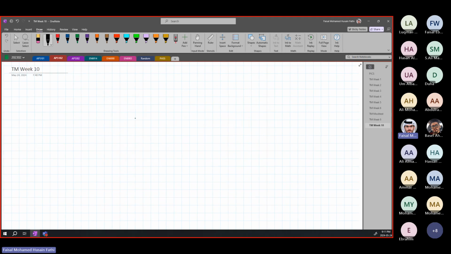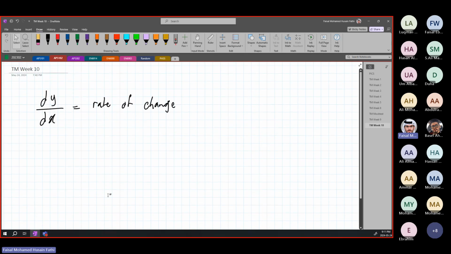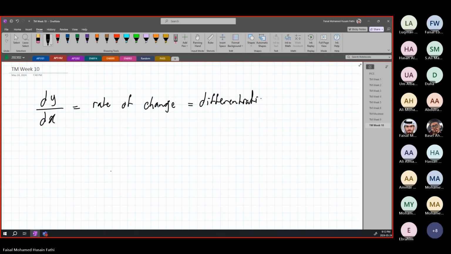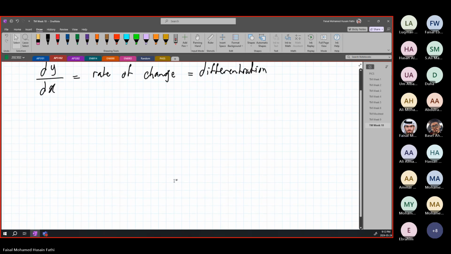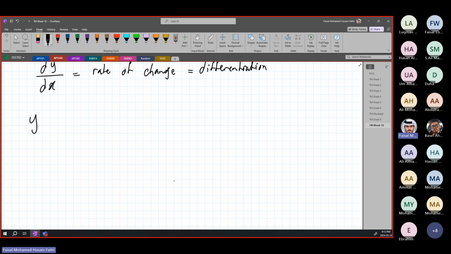Now, let's talk about differentiation. So what is differentiation? Just a little bit of theory for you guys. Differentiation basically means the rate of change of a function with respect to a specific variable. This is all this means. It is the rate of change, meaning how much something is changing with respect to something else. All right? And it is usually given in this form, dy by dx. This is representing differentiation.